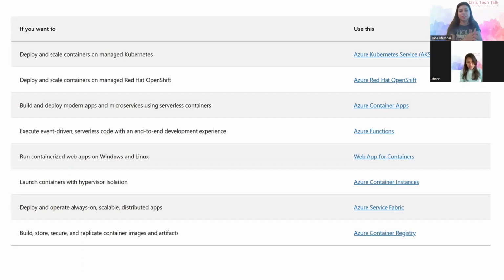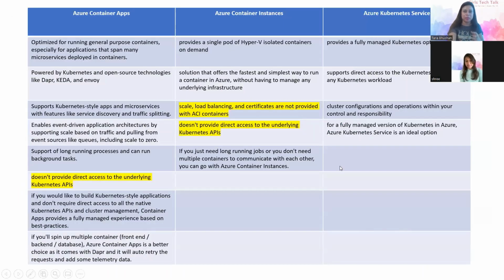Yeah, thanks, Shrima. That was a good start. As Shrima said, Azure now provides multiple offerings just for containerization of your application. But in today's episode, we are just going to talk about three offerings: AKS, ACI, and ACA. I have kept this slide to give you a brief comparison between these three.